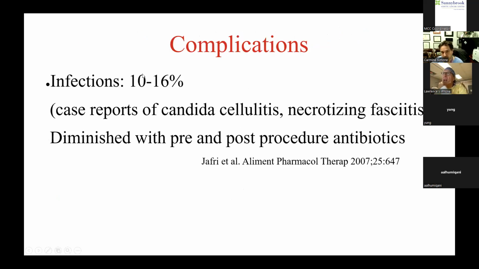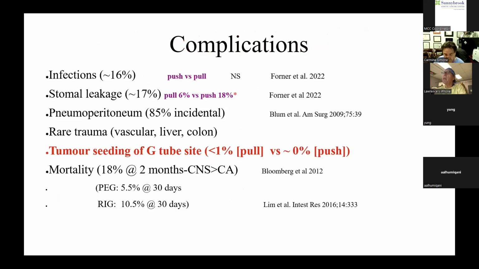With regard to infections, acceptable, 10 to 16% minor wound infections. There are case reports of serious infections like necrotizing fasciitis and candida cellulite. They're just case reports. Aware, but not too alarming. If we give pre and post antibiotics, we diminish this risk significantly. So this is an overall slide of complications, infections. I mentioned 16%. Push versus pull, about the same.